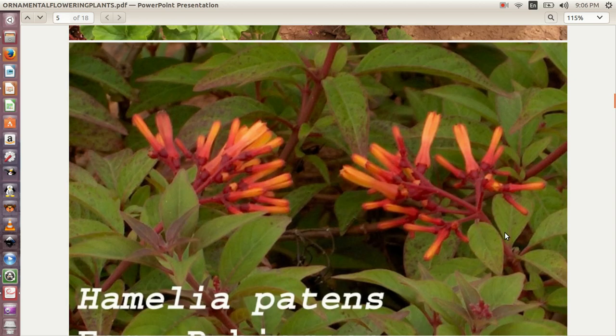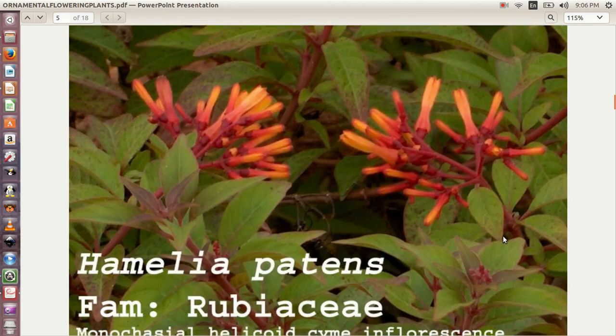This is one more plant that is grown as an ornamental plant, and if you look at the flowers, they are all test tube shaped structures. The sepals and petals are the same color. So you can find this monochasial helicoid cyme inflorescence. It is like the helicoid nature of a mosquito coil. They go on branching on one side, and the inflorescence arrangement is a helicoid cyme. This is Hamelia patens. It belongs to the coffee family or Rubiaceae.